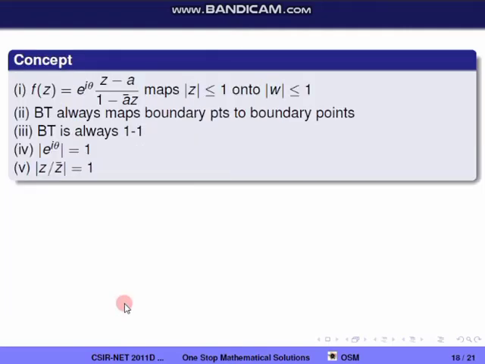So first of all, we'll look into the concept. f(z) = e^(iθ)(z - a)/(1 - ā z) maps |z| ≤ 1 onto |w| ≤ 1. And this is a bilinear transformation. So bilinear transformation always maps boundary points to boundary points, that is |z| = 1 onto |w| = 1. And bilinear transformation is always a 1-1 map. |e^(iθ)| = 1 and |z/z̄|, where z̄ is the conjugate of z, is equal to 1.